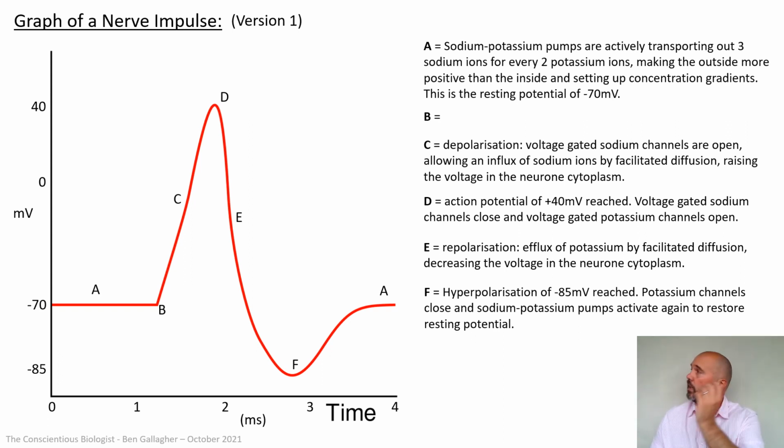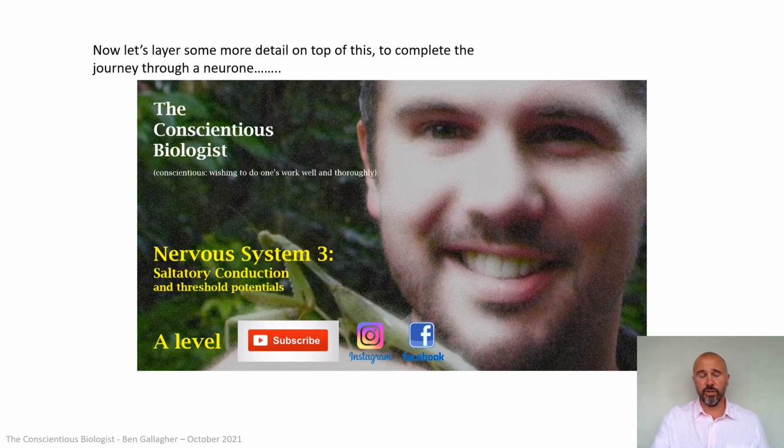Now in the exam, they're likely to give you that graph. They could put an X anywhere on the graph and say, explain what's happening at X, but it will be one of these. The only bit to add is what's happening at B, which we'll look at in the next video. So head straight to that video. There should be a link for it appearing on this page. That's Nervous System 3 saltatory conduction and threshold potentials.